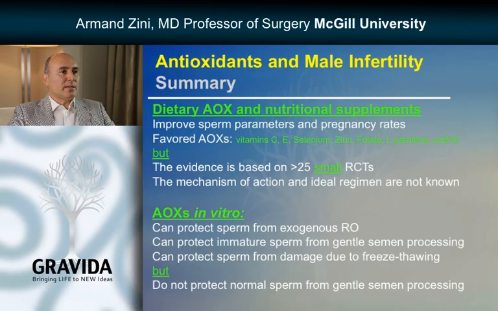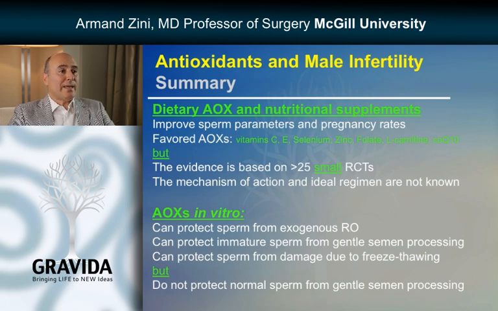So to summarize, what we can say is that dietary antioxidants and nutritional supplements can improve sperm parameters and pregnancy rates, and a number of antioxidants have been shown to do this. However, the evidence we have is based on approximately 25 or so small randomized controlled trials, and the mechanism of action and ideal regimen are not established.